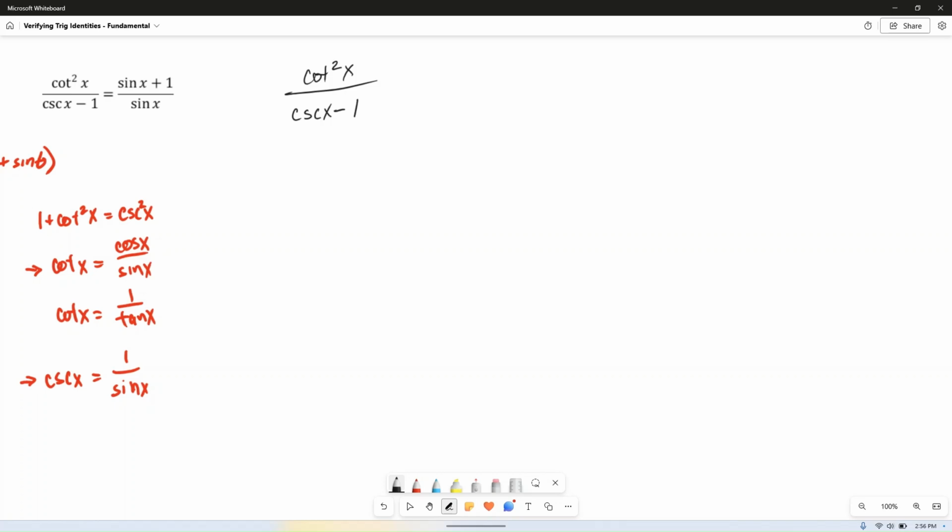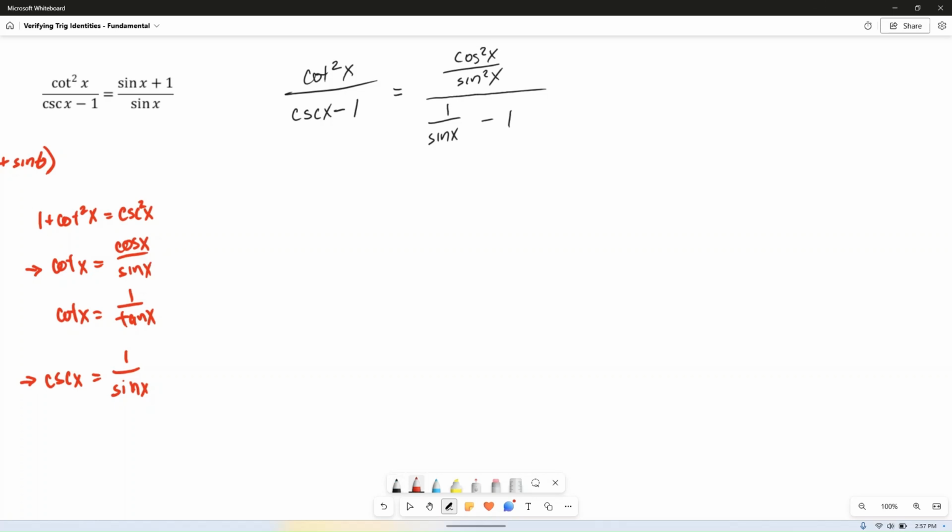Just try something. If I have cotangent squared, cotangent is cosine over sine, so cotangent squared is going to be cosine squared over sine squared. And then in the denominator, cosecant x minus 1 is going to become 1 over sine x, and then minus 1. That may look like it just got worse. We went from having one fraction to now having two fractions together. But just because it gets a little worse right now doesn't mean it's worse overall.